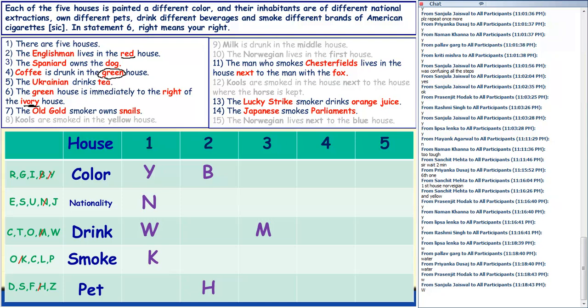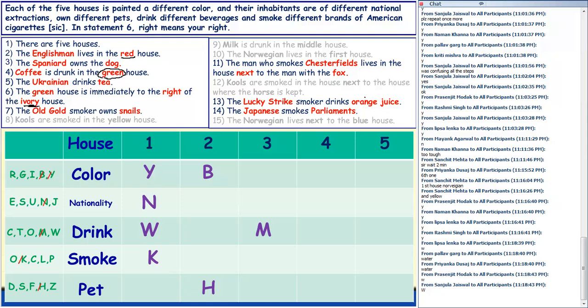इज देयर एनी ड्रिंक विच हैज नॉट बीन पेयर्ड विद एनीथिंग एल्स? कॉफी ड्रिंक इन द ग्रीन हाउस. कॉफी की पेयरिंग हो चुकी है. यूक्रेनियन ड्रिंक टी. टी की भी पेयरिंग हो चुकी है ऑलरेडी. एंड मिल्क ऑलरेडी मुझे पता ही है. ऑरेंज जूस एंड लकी स्ट्राइक का पेयरिंग है. यू कैन सी ऑरेंज जूस एंड लकी स्ट्राइक. So water is already fixed. So all the drinks have been paired with something else.